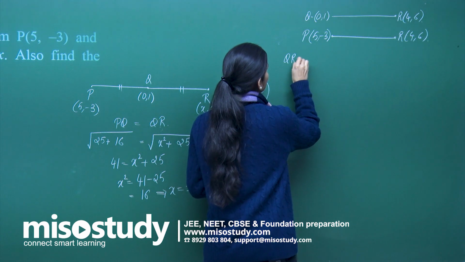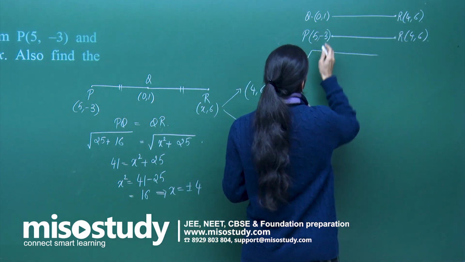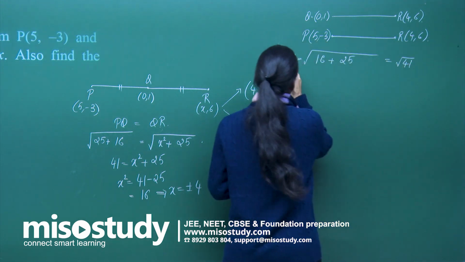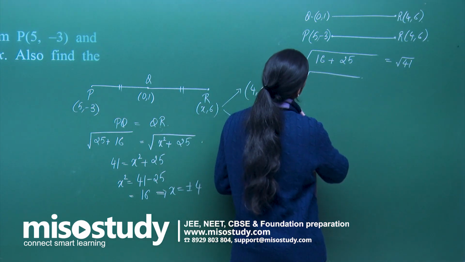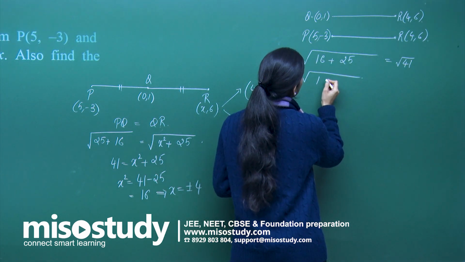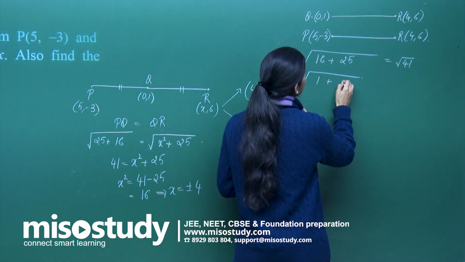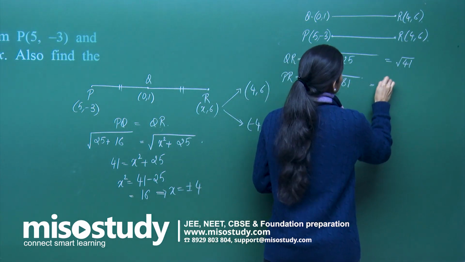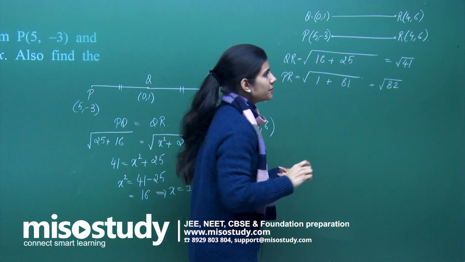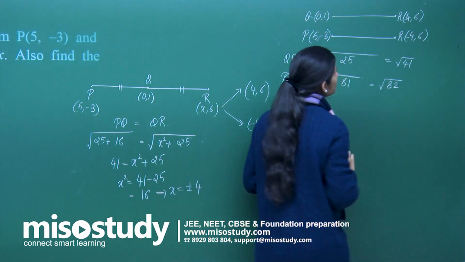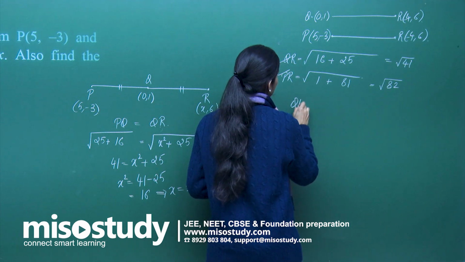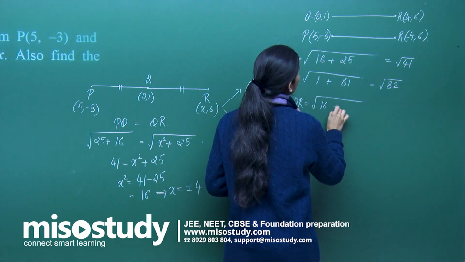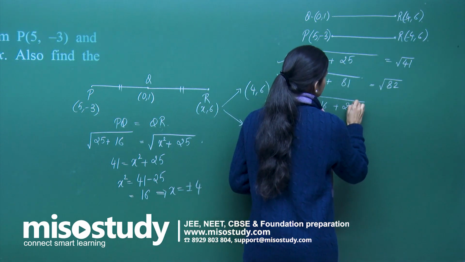So QR will be positive square root of 4 minus 0 whole square plus 6 minus 1 whole square, which is root 41, and PR is equal to 4 minus 5 whole square plus 6 minus minus 3, what is 6 minus minus 3? That means 6 plus 3, that is 9 whole square, which is 81. So this is root 82. Similarly, if I take up the other R, which is this, then I find my QR and PR. So in that case, my QR is going to be minus 4 minus 0 whole square plus 6 minus 1 whole square. This is again root 41.